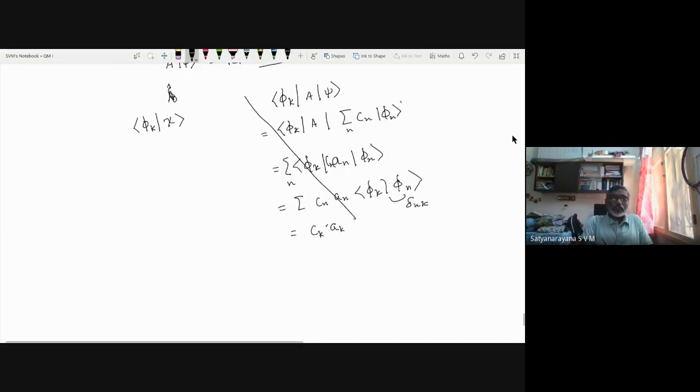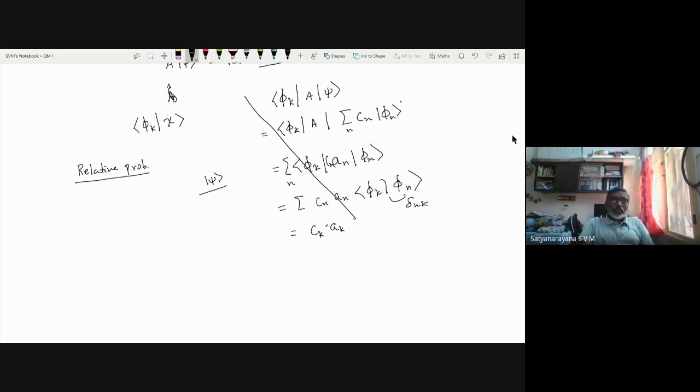So what I'm trying to say is, you can define something like relative probabilities. That means if you have some state, in this state there is some probability that you have AK, then you have some other state. What is the probability that if you measure A in this, you get AK, and you measure A in the other state, you get AL. Like that, you can talk about some relative probabilities, and they have to be real.